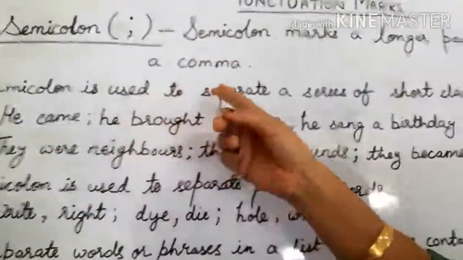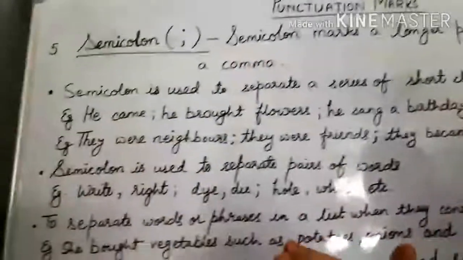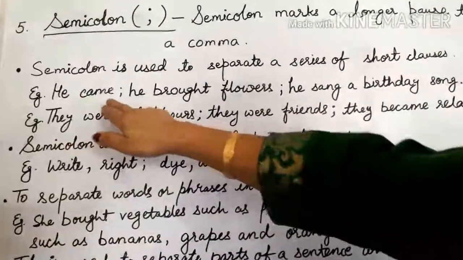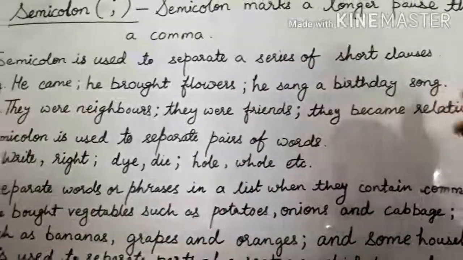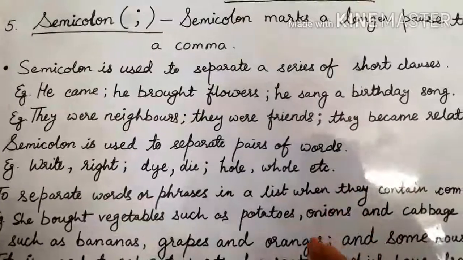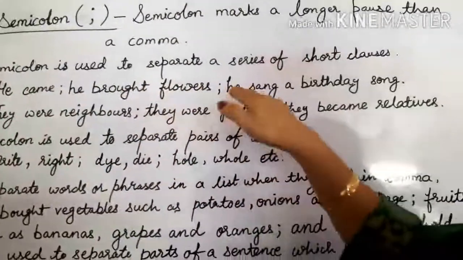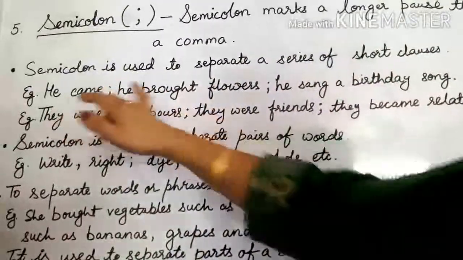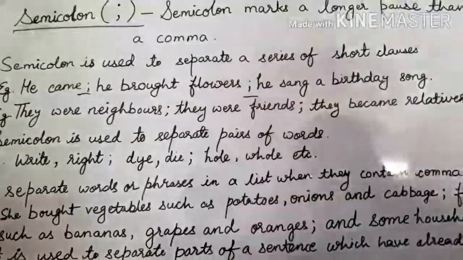See some rules. A semicolon is used to separate a series of short clauses. Short clauses can be separated with the help of a semicolon. He came; he brought flowers; he sang a birthday song. Three clauses are here and they work together. We have separated these short clauses with the help of semicolons.